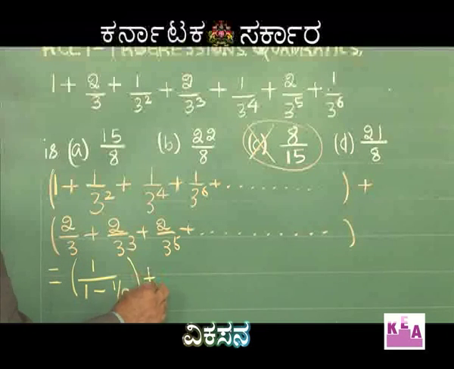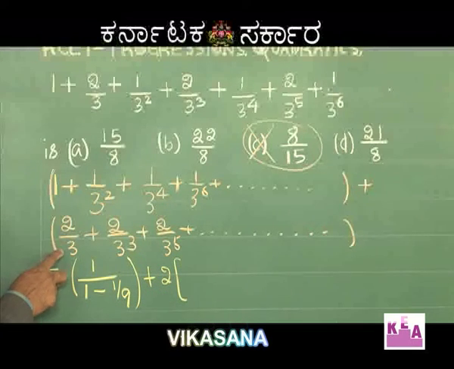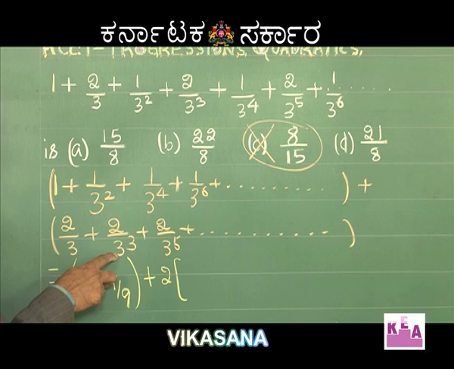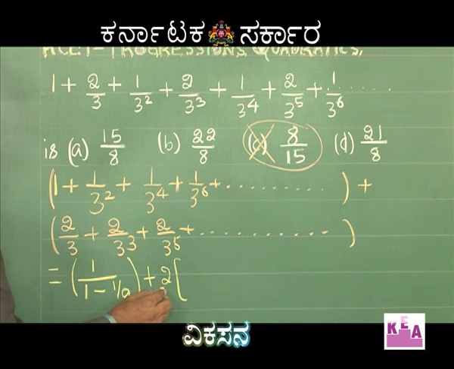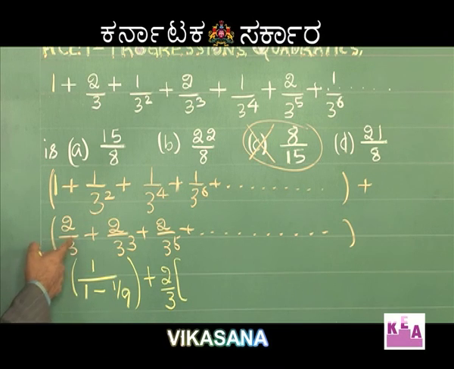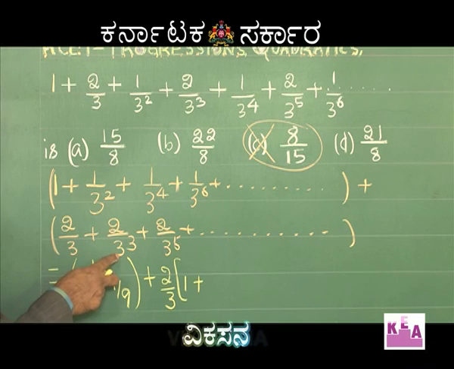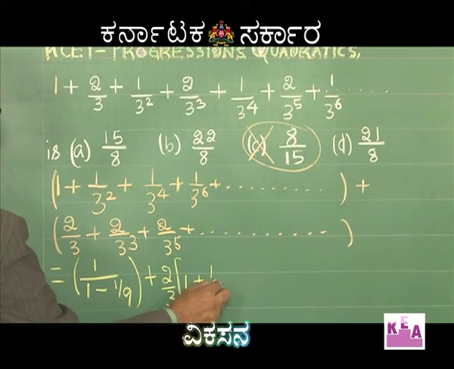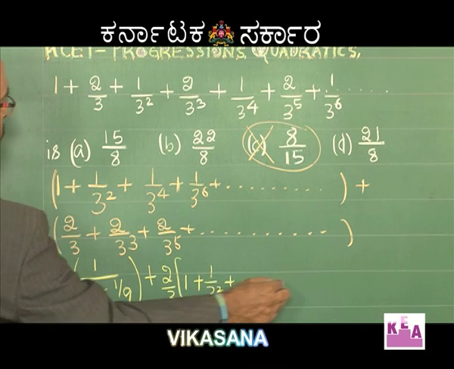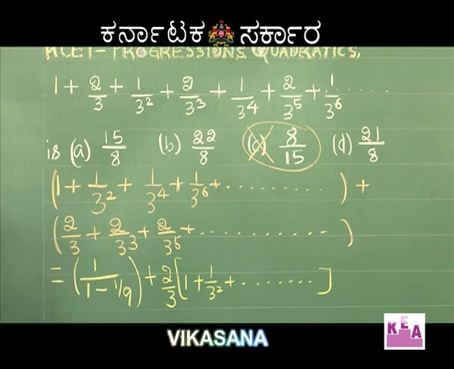Look at the second one, plus 2. Do you agree with me? We can take common. We are left with 1 by 3 plus 1 by 3 cube plus 1 by 3 power 5 and so on. Let me make it more simple. I am taking 2 by 3 common. What is left out? We are left with 1 plus 1 by 3 square and so on. Do you agree with me?